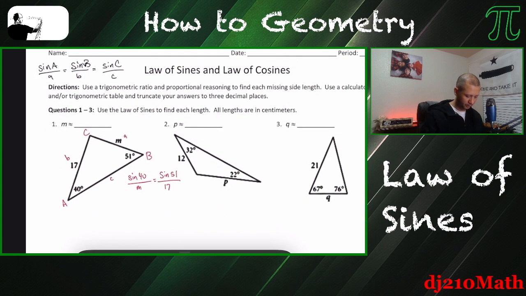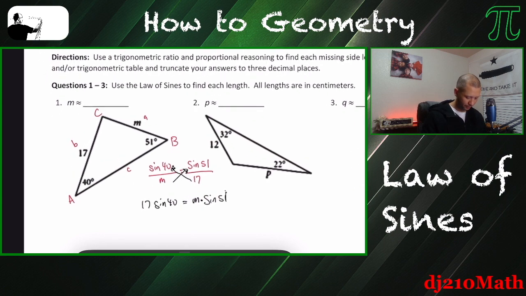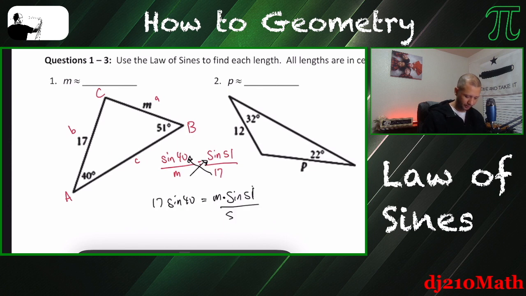All right. So bringing up the variable and bringing up the 17, we get 17 sine 40 is equal to m sine 51. Okay, isolating m, we're going to divide both sides by sine 51. The 51's cancel on the right. So little m is equal to whatever 17 sine 40 divided by sine 51 is. So it's definitely calculator work.